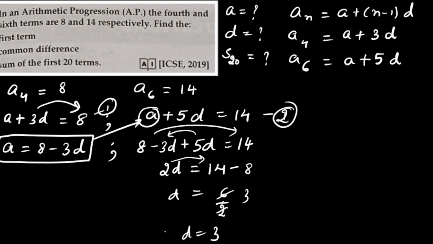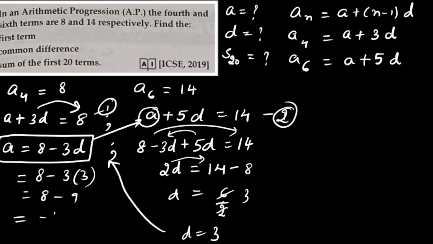Now this value of D we will substitute. So again you have to write, substitute D in the first equation. So 8 minus 3 into 3. 3 into 3 is 9. So 8 minus 9 is minus 1. So A is minus 1. D is 3, not 2.